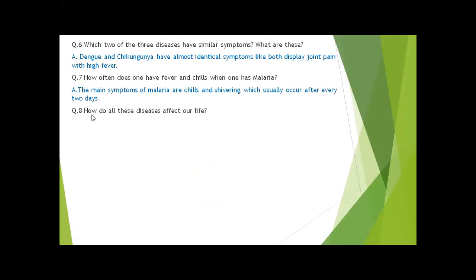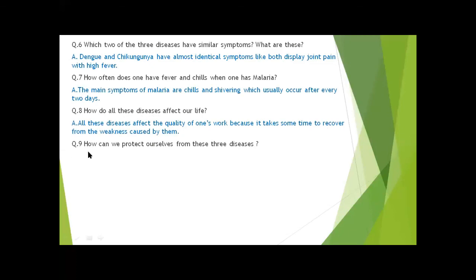Question number 8. How do all these diseases affect our life? The answer is all these diseases affect the quality of one's work because it takes some time to recover from the weakness caused by them. Question number 9. How can we protect ourselves from these three diseases?